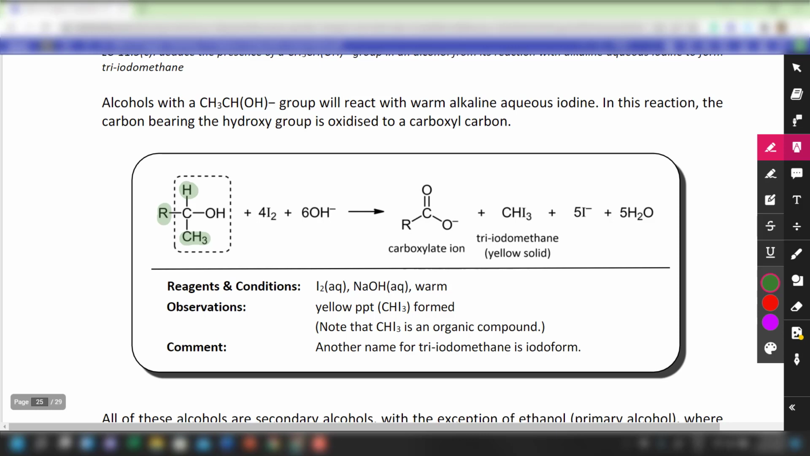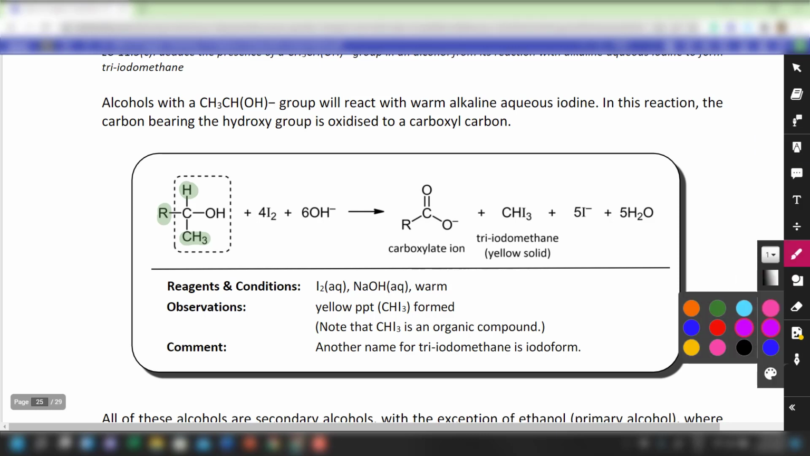The rest of the alcohols which are able to undergo the iodoform test are all secondary alcohols, because it is necessary that the R group, if it's not an H, is minimally an alkyl group. If it's an alkyl group, then it has to be a secondary alcohol because the alpha carbon contains at least 1 H. There is a need for you to remember how to write the balanced equation.